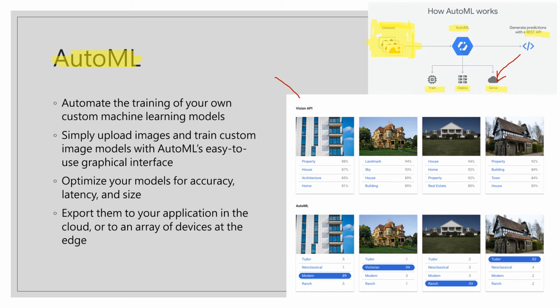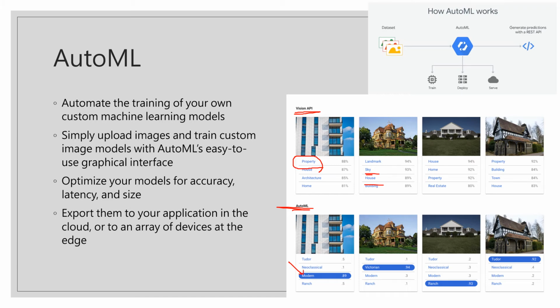For example, here we have a comparison between the Vision API and AutoML. Here it's pretty good. For example, this one is property, and this one they tell you is sky, house, something like that, right? So it's pretty good. But if you want to have more understanding about this image, you can use AutoML to do the training instead of Vision API. So you can train it to recognize a modern building.